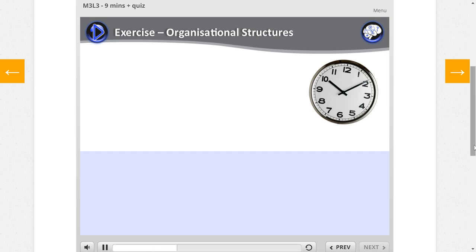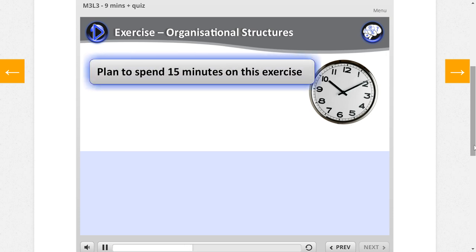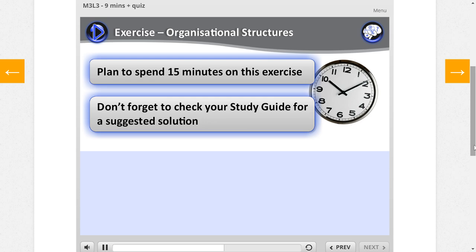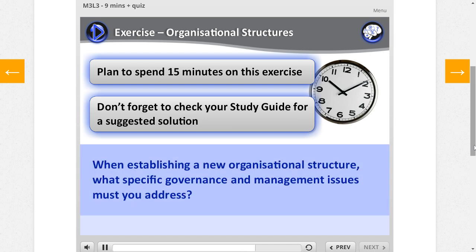Let's do a quick exercise. Aim to spend no more than 15 minutes on this exercise, and then check out your study guide for some of our suggestions. When establishing a new organizational structure, what specific governance and management issues must you address?